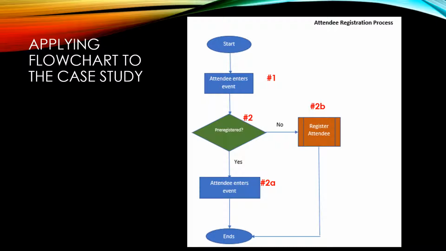So again, that process, the attendee entered, we have a decision of are they pre-registered? If they have, yes, the attendee enters the event, that part of the process ends. We go back to whether they've pre-registered. If the answer is no, the attendee goes through the registration process with the volunteer in capturing their name, age, and how they heard about the event, and then that process ends.